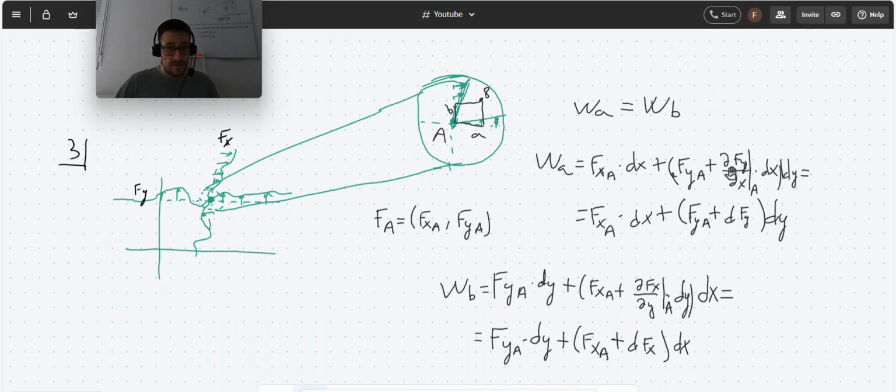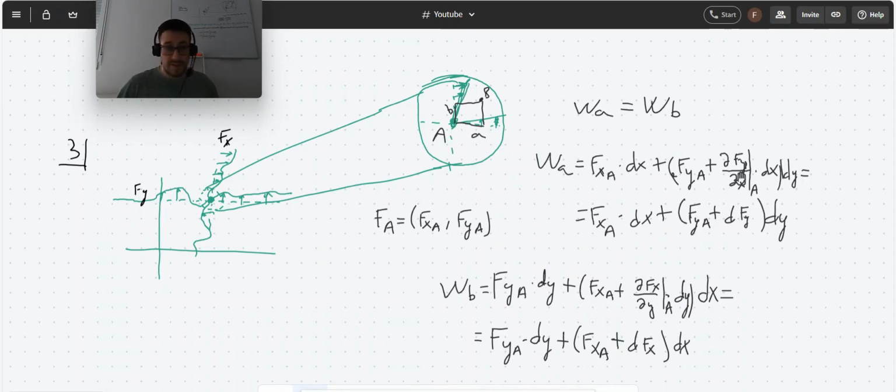This derivative in the zones that are very close to that point A is almost constant. Because remember, the evolution of f of x and f of y is almost linear when we take very small regions.